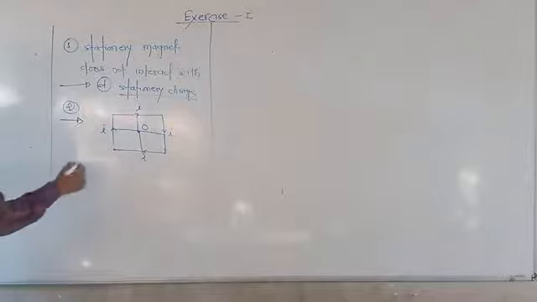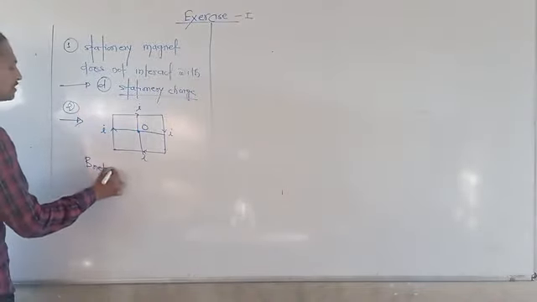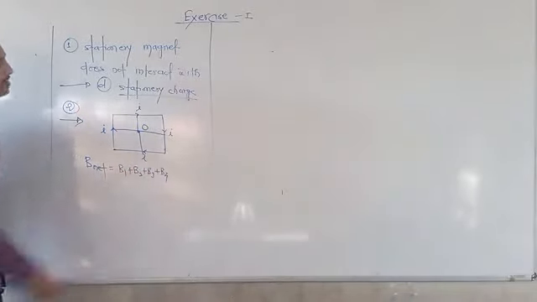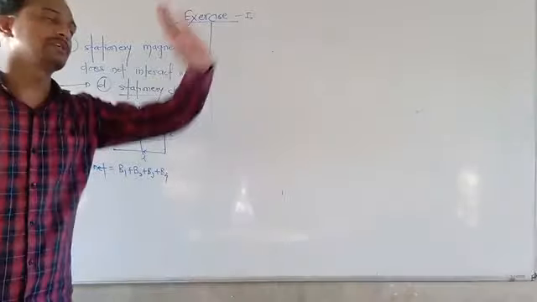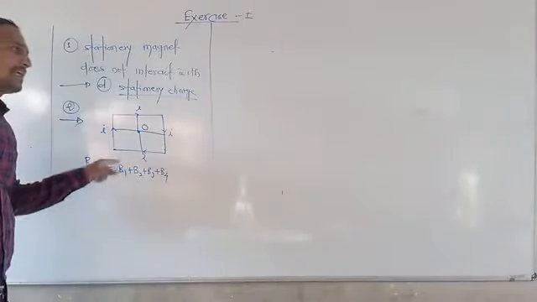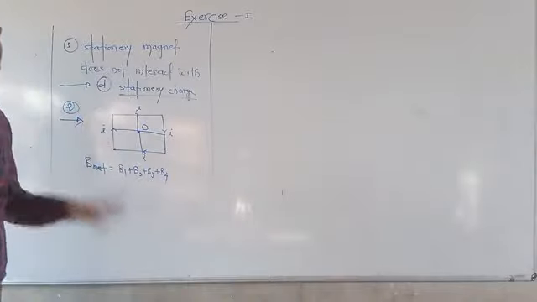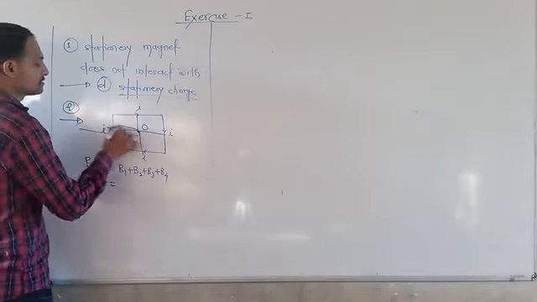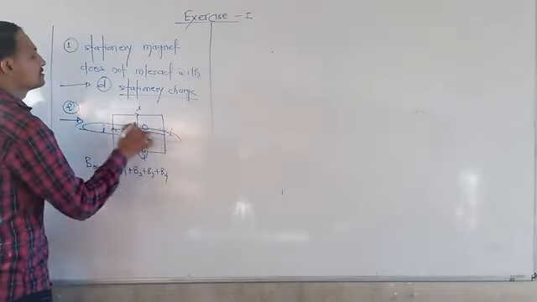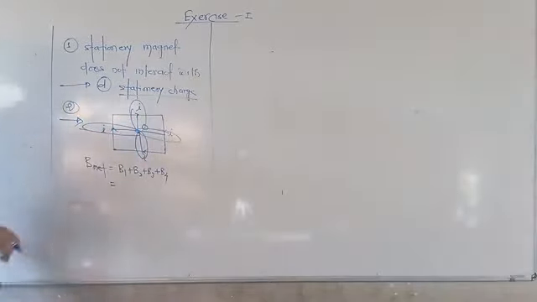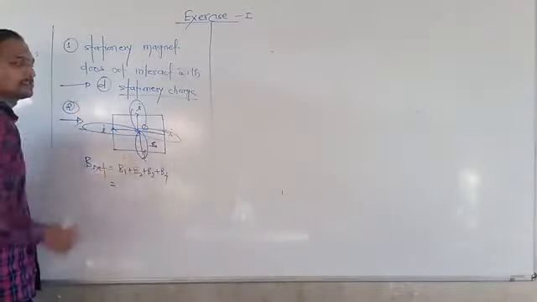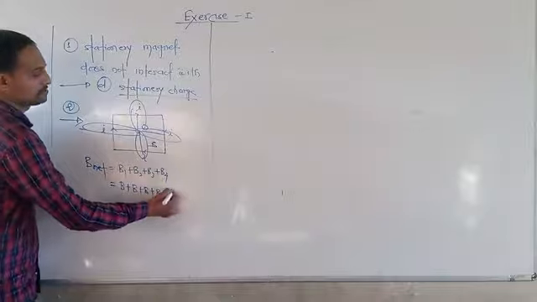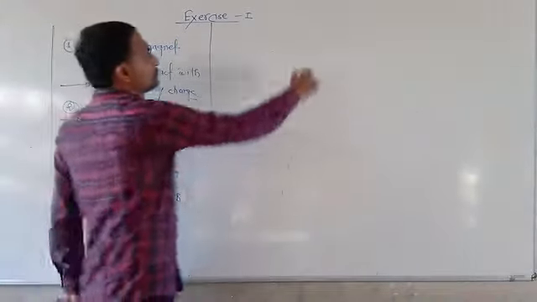So the net field is what? B net is equal to B1 plus B2 plus B3 plus B4, because all of the wires are producing fields. Because the length and current carrying conductor is the same, it produces the same field at that point. So we have considered this field as B. So B plus B plus B plus B, which means the net field is 4B.